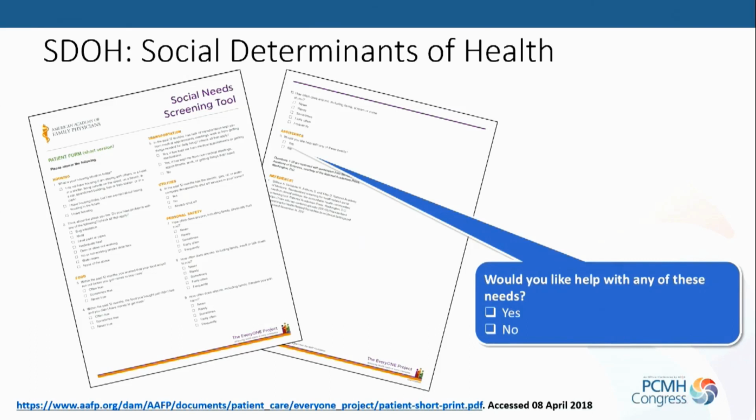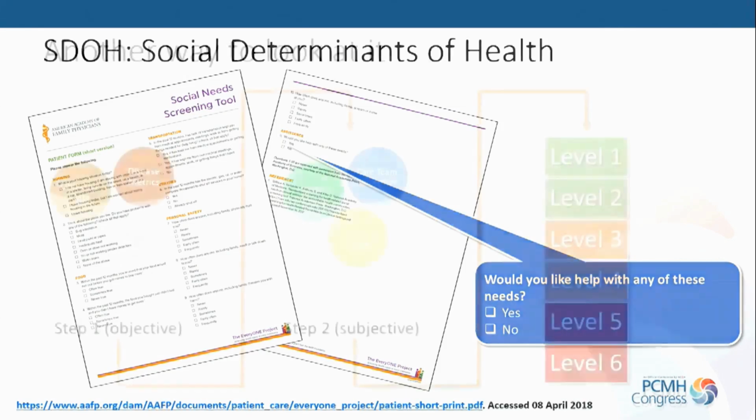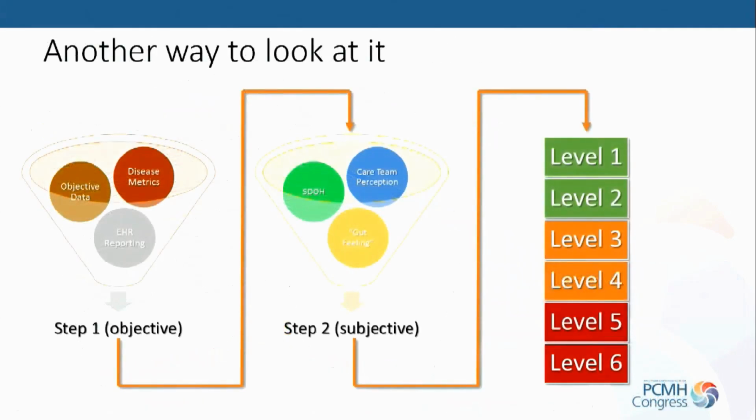Here again, the AAFP has a tool available for you. It's called a Network Navigator. So Google that one, Network Navigator, Everyone Project. And you just put the patient's zip code in, and up comes a list of hundreds of resources that are available to you in your area for your patients for these things. Okay, let's get back to the algorithm.